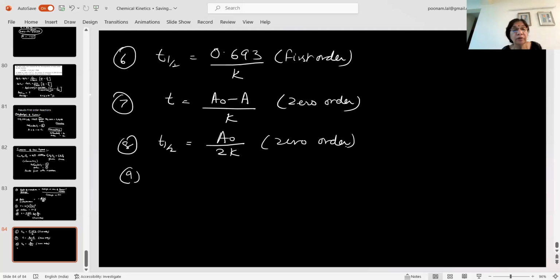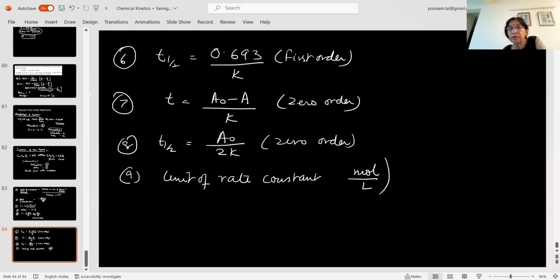Then the ninth equation that we learned was for finding the units of rate constant. So the unit of rate constant is equal to (moles per liter) raised to 1 minus n, and s minus 1, time minus 1. So n is the order of reaction.